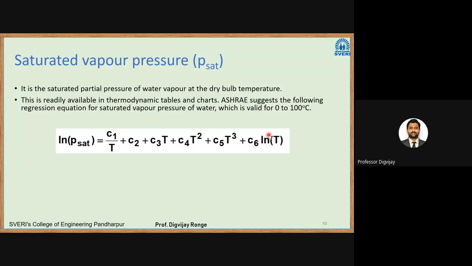So this is the equation which will give you the value of saturated vapor pressure. In this equation, what you see here is the natural log of saturation pressure equal to C1 divided by T plus C2. These are some constants, plus C3T plus C4T square plus C5T cube plus C6 ln T. Okay, this T should be in Kelvin. The pressure you get will be in kilopascal. Okay, so it is said that ASHRAE suggests the following regression equation.